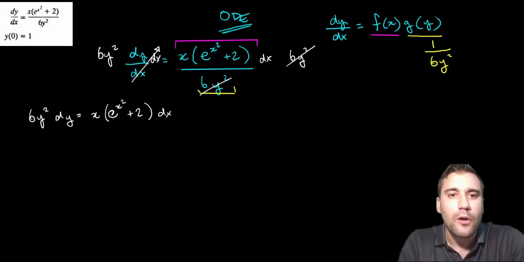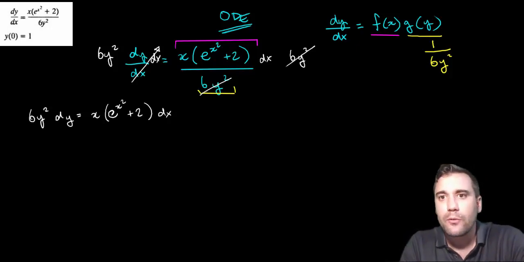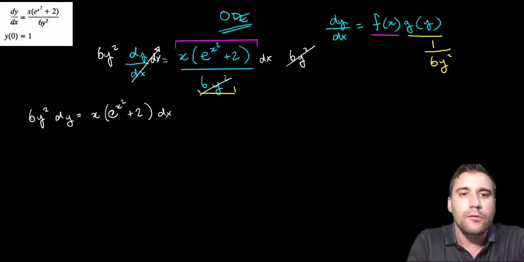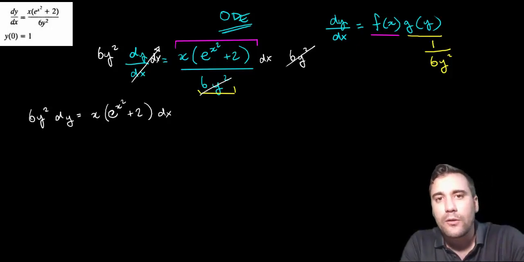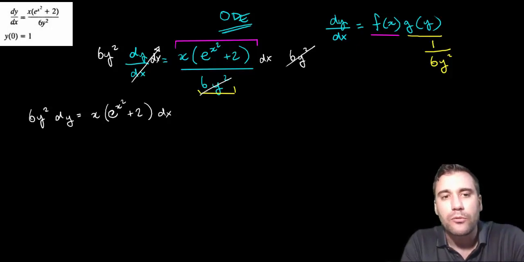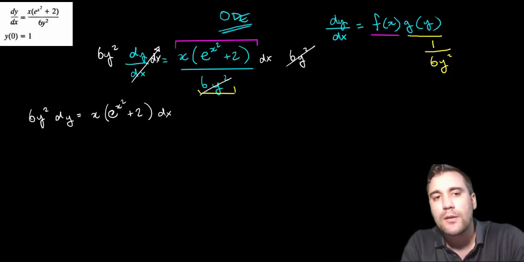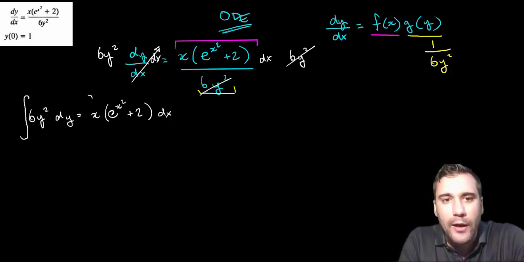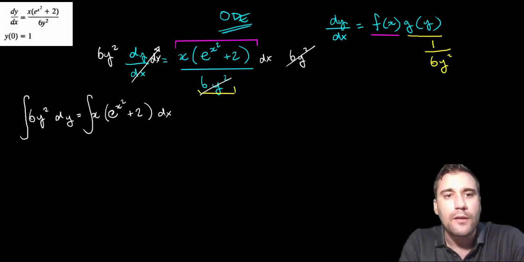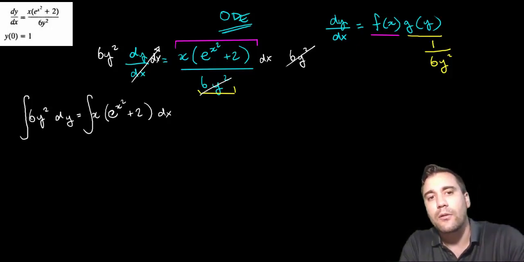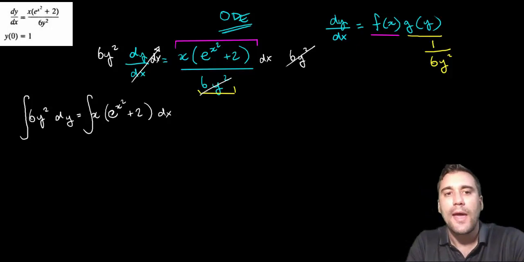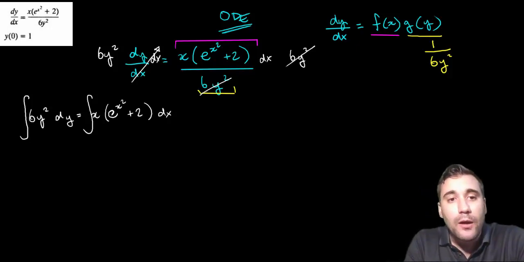And that is it. So now what can we do? We've separated the x and the y terms. So the mantra when you're solving these separable differential equations is separate and integrate. We've separated, now we need to integrate. So we will integrate both sides. We're integrating the left side with respect to y, and we're integrating the right side with respect to x. So let's go ahead and crunch that.